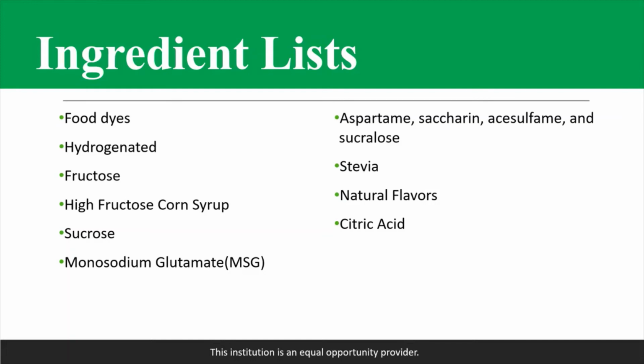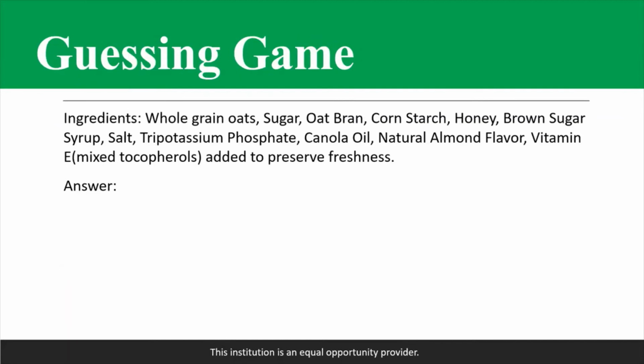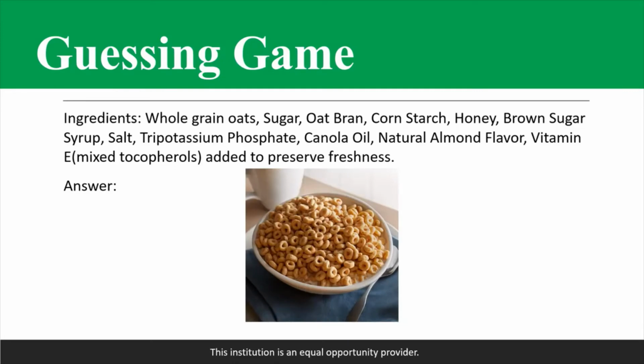So I just wanted to go over some common ones that you may have seen before, but we're going to do a quick guessing game. So I have an ingredient list up here. Again, ingredients are listed from high to low. So our first ingredient here, we have whole grain oats, then we have sugar, oat bran, cornstarch, and so on. So take a second, think about what food this could be. All right, so our answer is a cereal. So we have a whole grain cereal as our answer here. So the first few ingredients tell you a lot about the product.